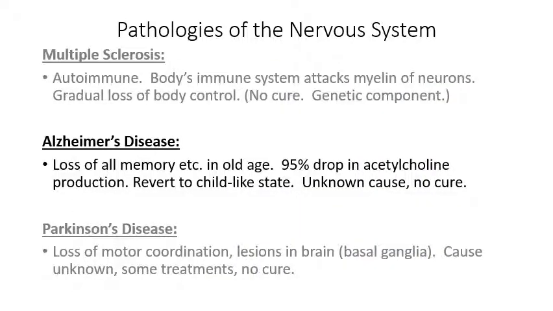Alzheimer's disease, you lose all of your memory. Basically, you revert to being a child without any memories or experiences. They look at people who have Alzheimer's disease and they find that about 95% of the brain's acetylcholine production has been eliminated, so their brain is only producing about 5% as much acetylcholine as it was. We don't know the cause. It might have a genetic component. There's no known cure.